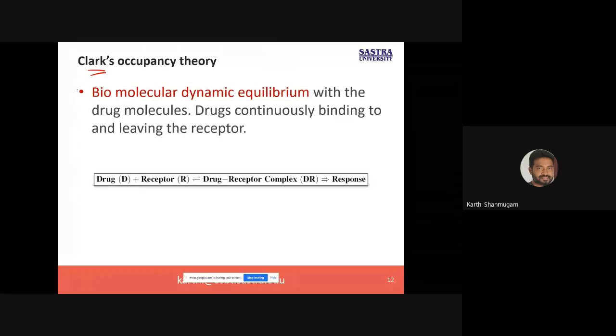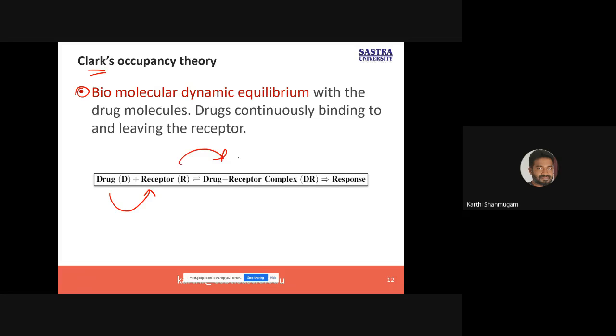And the first assumption he made was that the drug molecule binds to the receptor and forms the drug receptor complex, and this drug receptor complex is responsible for the biological response. So this is a simple concept, right? Many times I repeated: the drug binds to the receptor, forms a drug receptor complex, which eventually leads to the biological response, right? So he made some assumptions to explain what actually happens inside the cell.